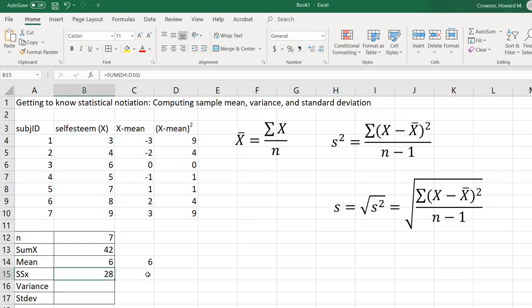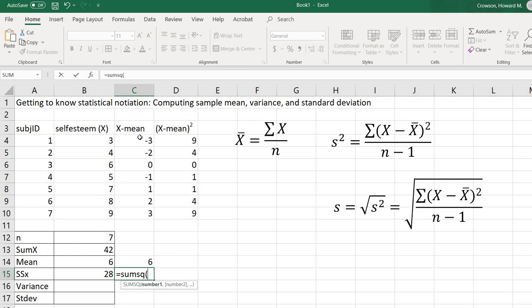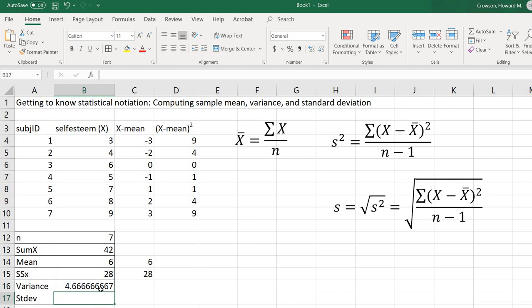And I can obviously do this quicker as well, just by typing in equals sum SQ, and then I'm going to highlight all of the deviation scores that we just calculated, and there it is. So next we're going to finish up by calculating the variance. The variance is the sum of squares for x divided by n minus 1. So to accomplish this, we can just type in equals the sum of squares for x, divide that by the 7, which is our sample size, n, minus 1. So that's obviously going to be a 6. Then I hit enter, and so now I have the sample variance is 4.667.